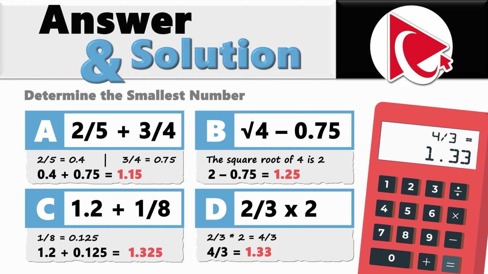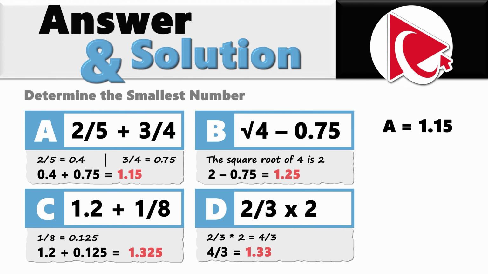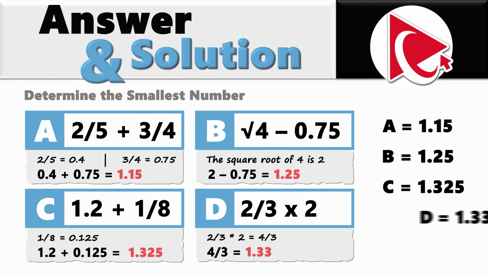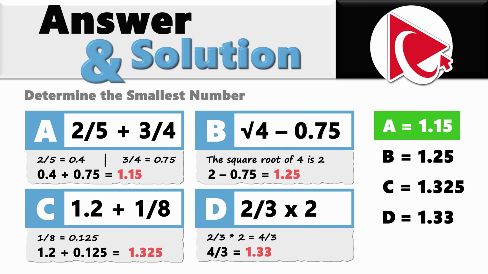So let's summarize what we've got. For choice A, we got 1.15. For choice B, the result is 1.25. For choice C, 1.325. And last but not least, choice D is 1.33. So the smallest result is 1.15, and the correct answer is choice A, 2/5 plus 3/4.